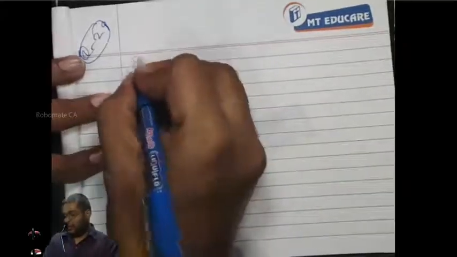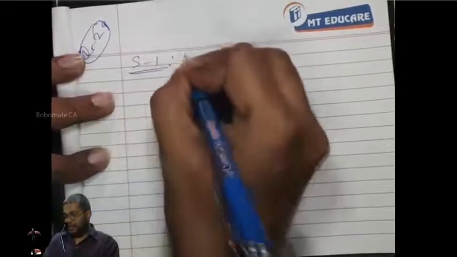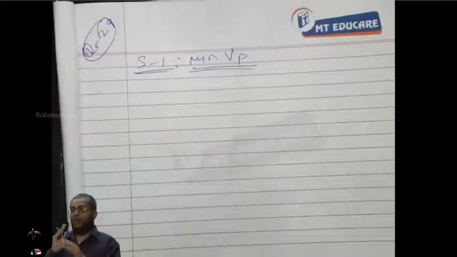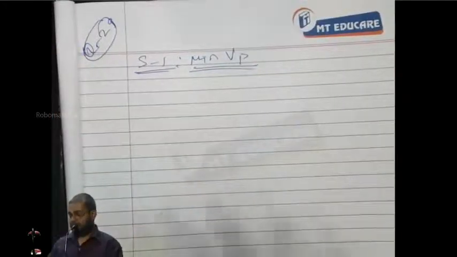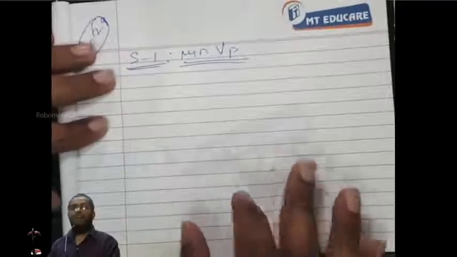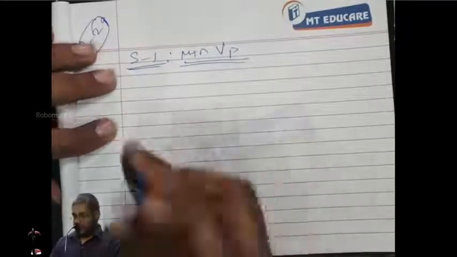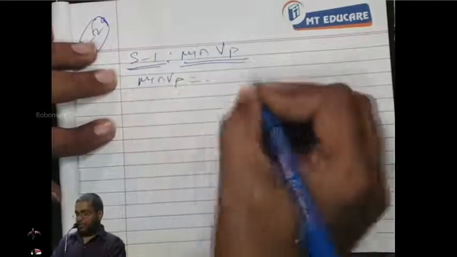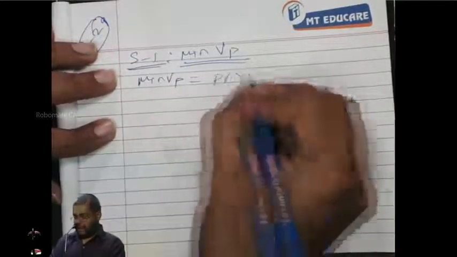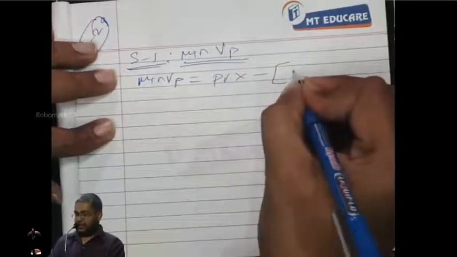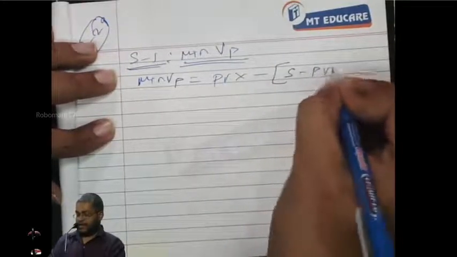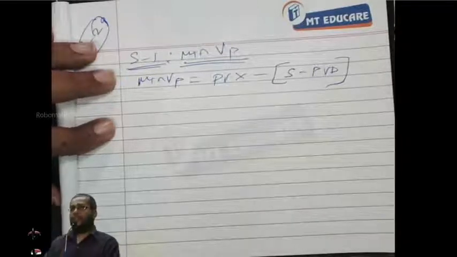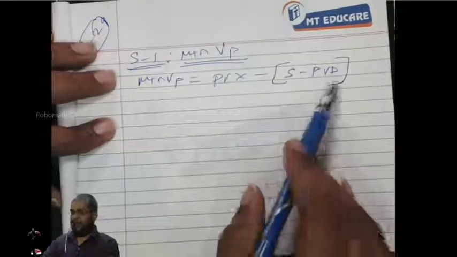Step 1. What is step 1? Minimum value of put option. Now, formula. Minimum value of put is equal to present value of strike price minus spot price minus present value of dividend.